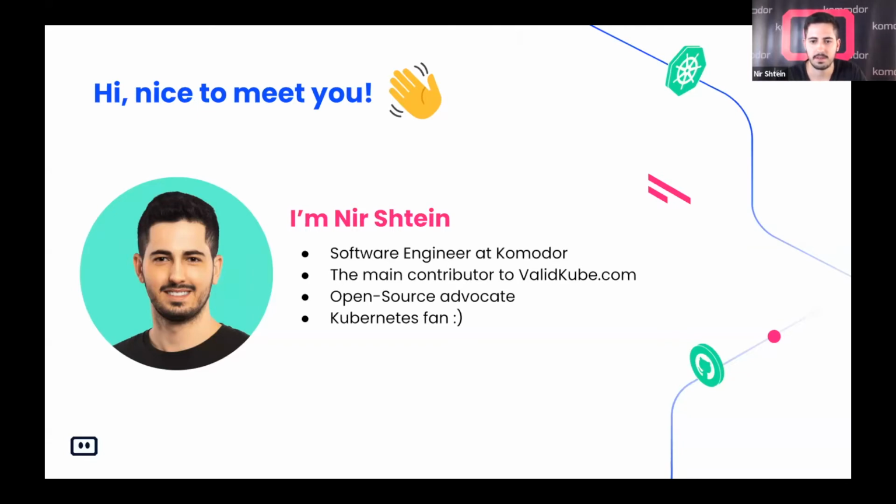A little bit about ValidKube. ValidKube is an open source project that aggregates five other open source tools that let you validate, clean, secure, and run audit checks on your Kubernetes YAML files. You're welcome to visit validkube.com and, of course, to contribute. More than that, I'm an open source advocate and a general huge Kubernetes fan. So without further ado, let's start.